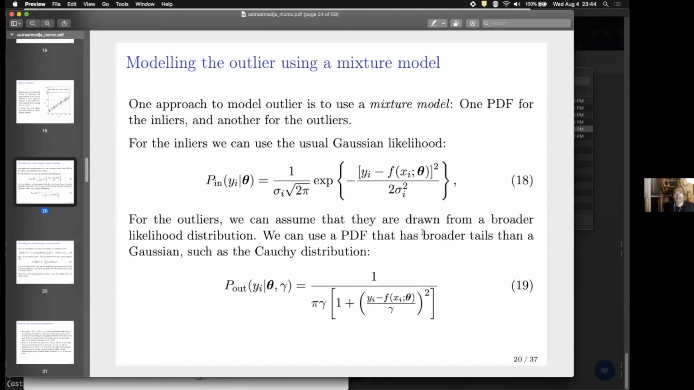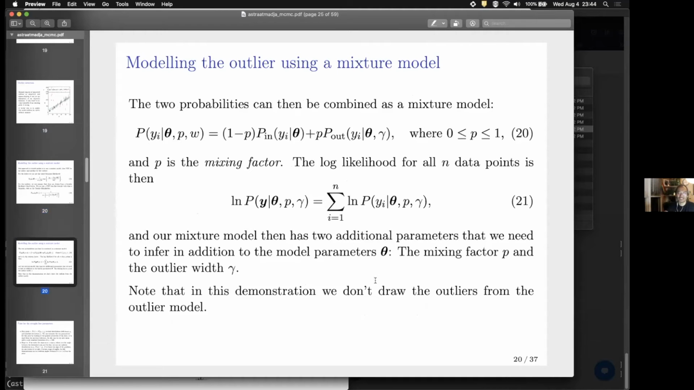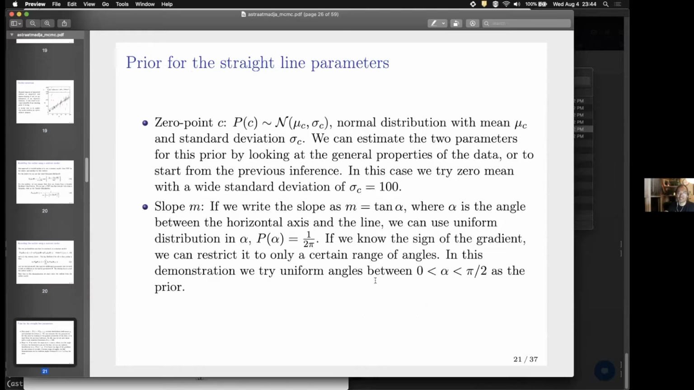We don't want the model to skew from a Gaussian likelihood, but we also want to put a lower weight to it. So that's the idea of using a mixed model.